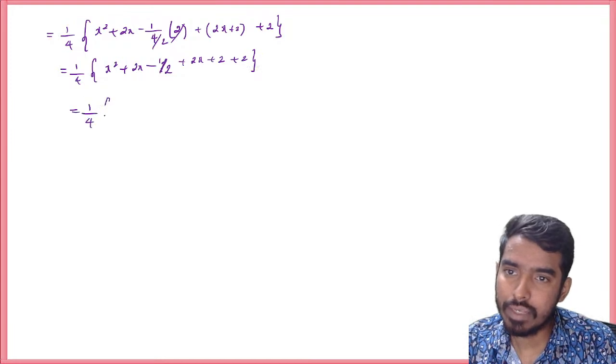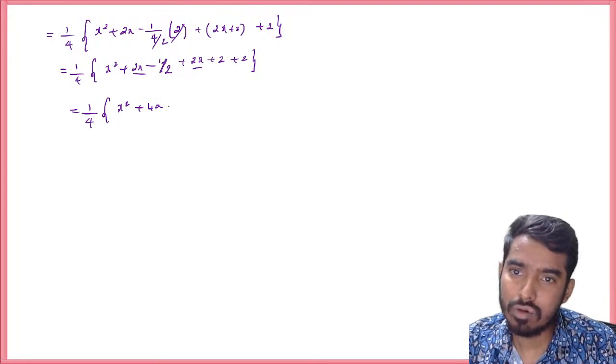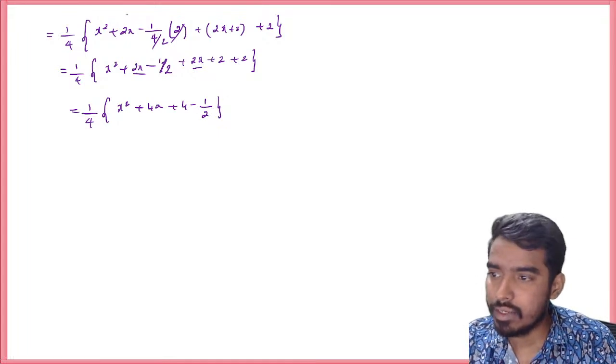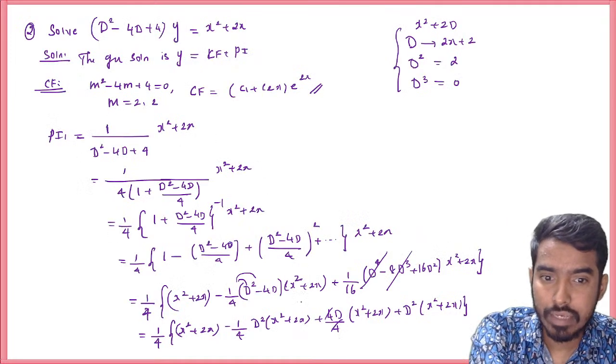This will be 1 by 4 x square plus 4x, right? 2 2s are 4. So 4 minus 1 by 2. So you will have this term to be equal to x square plus 2.